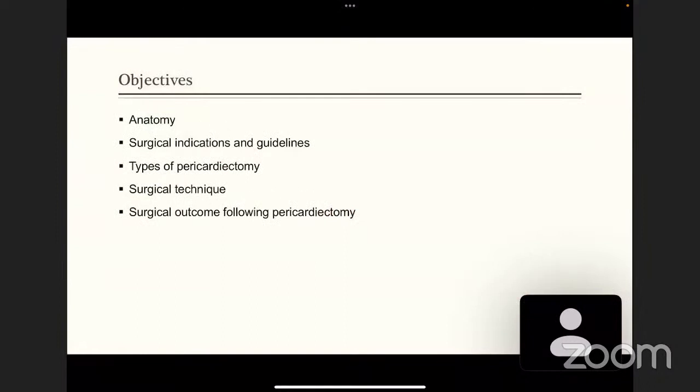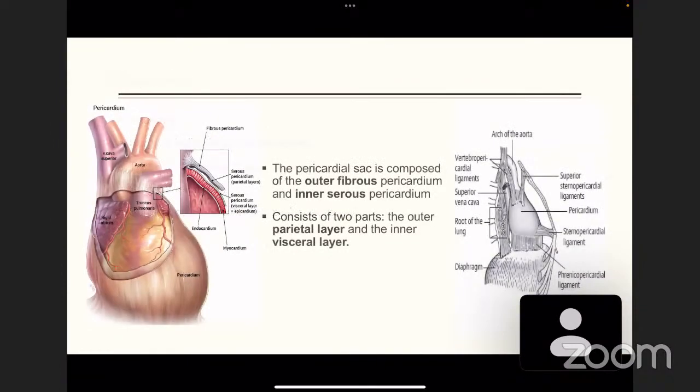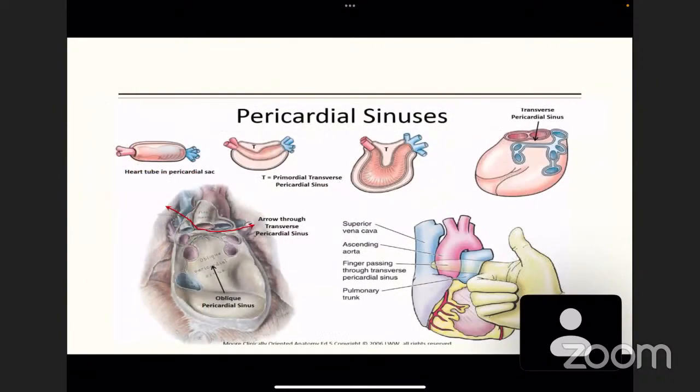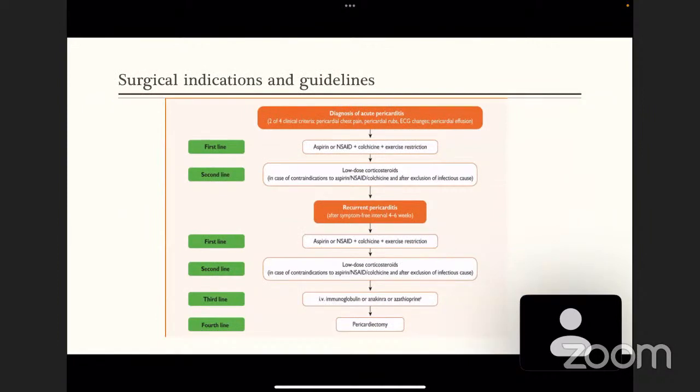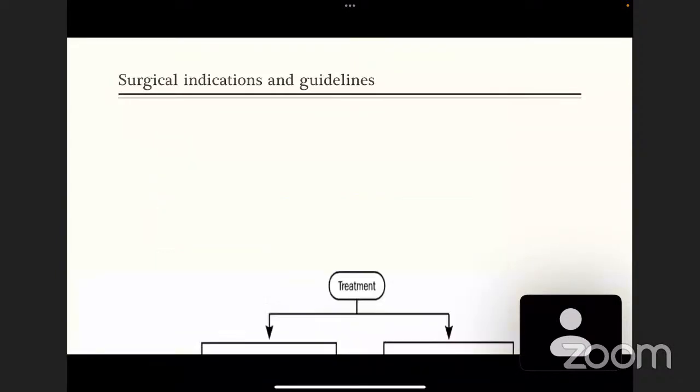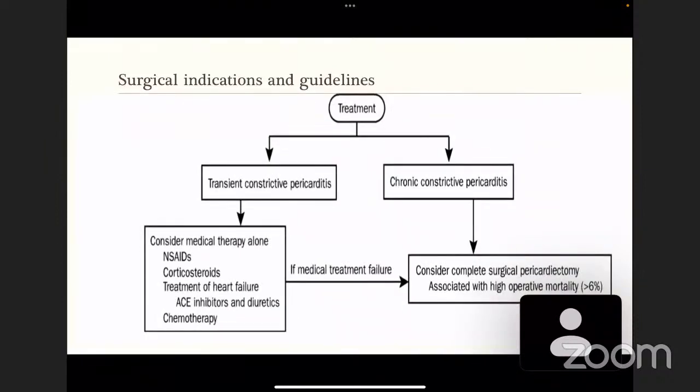So the objectives were anatomy, surgical indication and guidelines, type of pericardiectomy and surgical techniques, as well as surgical outcomes following pericardiectomy. I'm going to skip through the repetitive slides and talk about the slide here. So previously, Sultan mentioned that the fourth line of treating acute pericarditis would be pericardiectomy. Another school would say that it depends mainly on the time frame of the disease itself. So if it's a transient constrictive pericarditis, you're going to give the patient a trial of medical therapy. If, however, it failed, then you're going to consider surgical pericardiectomy, knowing that the operative mortality is more than 6%.